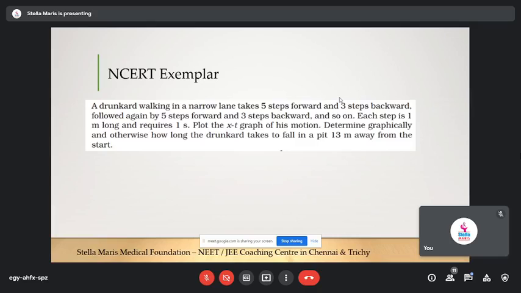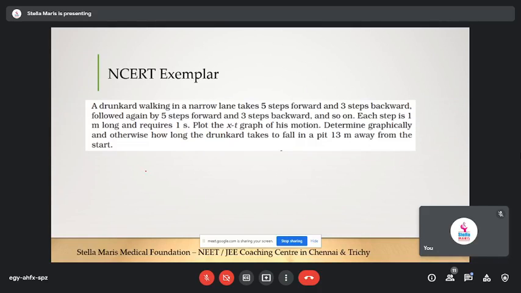So could you understand this question by reading? Are you able to understand this question by reading? I'll walk you through, but still I want to know whether it is understandable or not. Yes, sir.